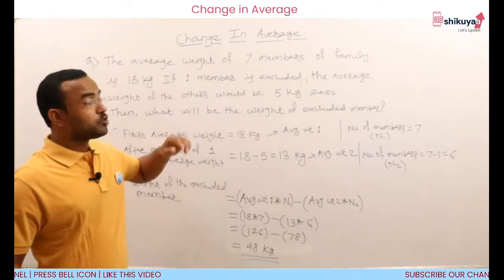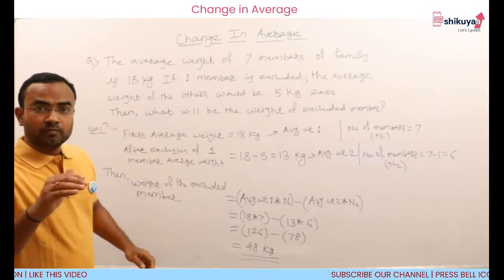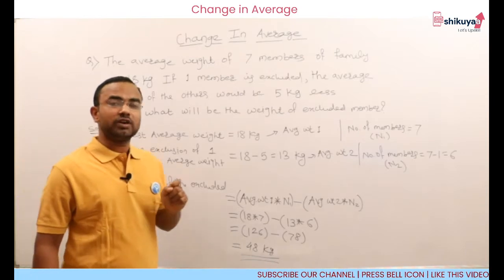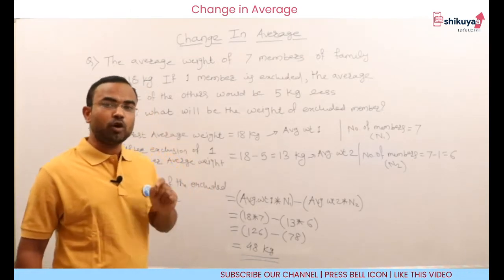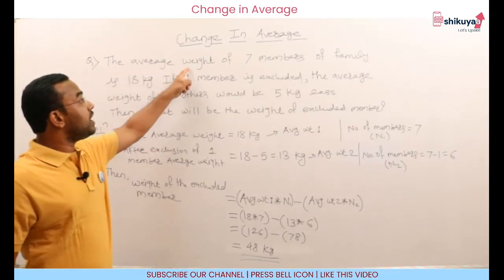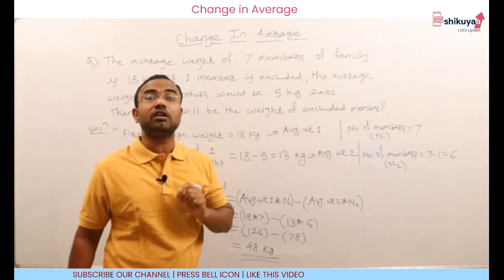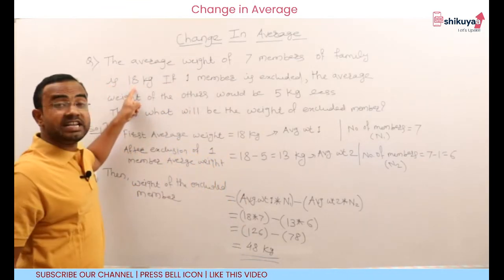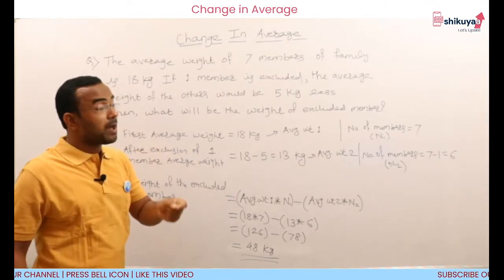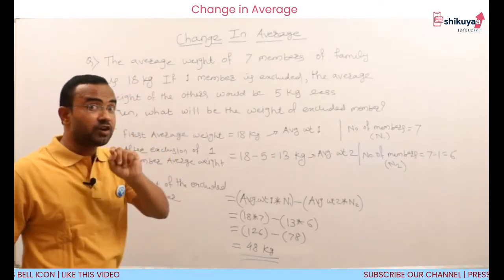As you can see, this problem is particularly of change in average. We are directly going towards the example. First of all, I will tell you the problem statement. The problem statement is: the average weight of 7 members of a particular family is 18 kg. Please keep it in mind, the average weight of a family of 7 members is 18 kg. This is the first average.